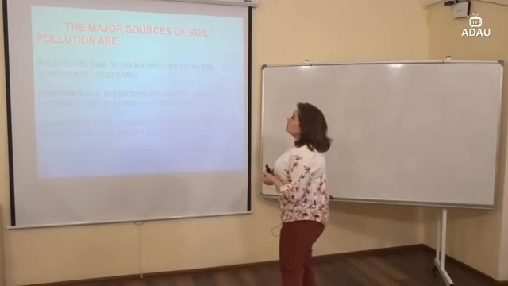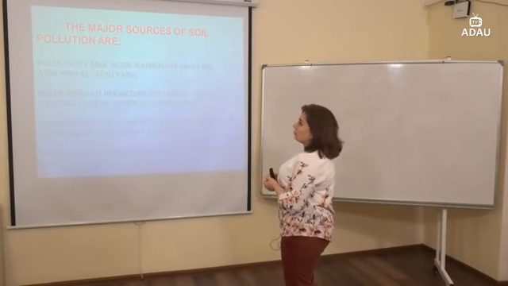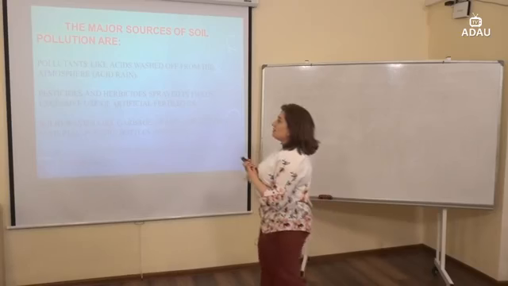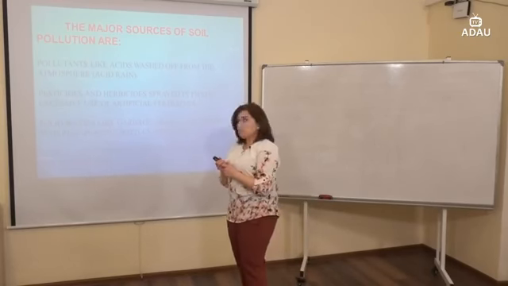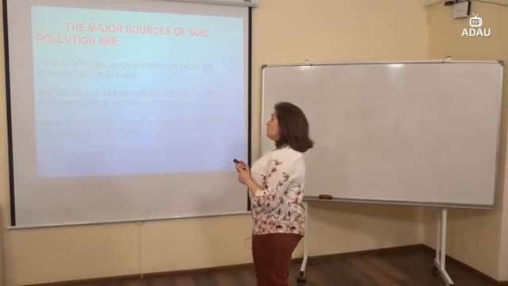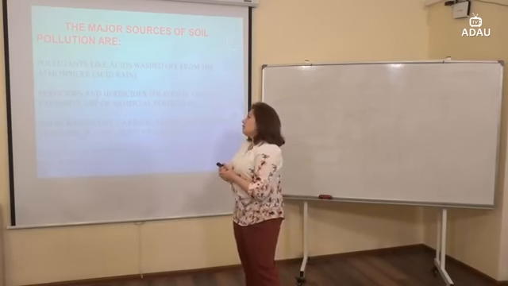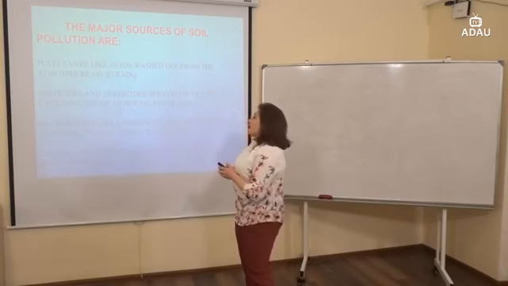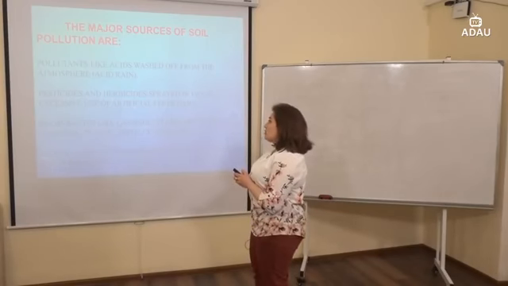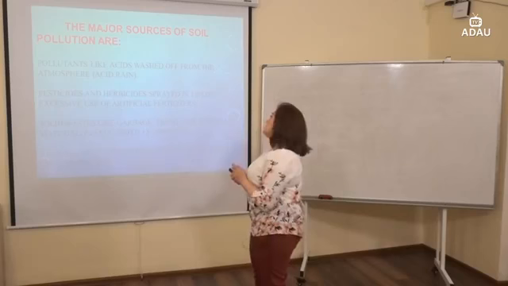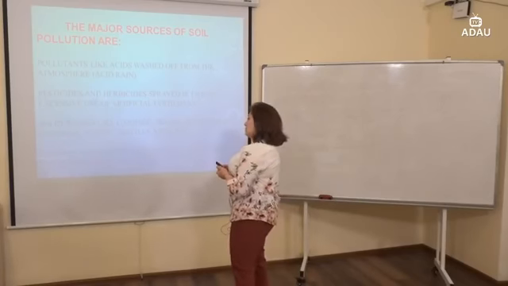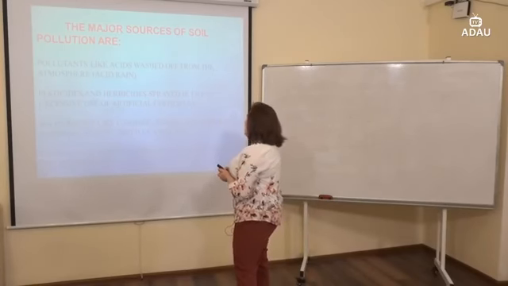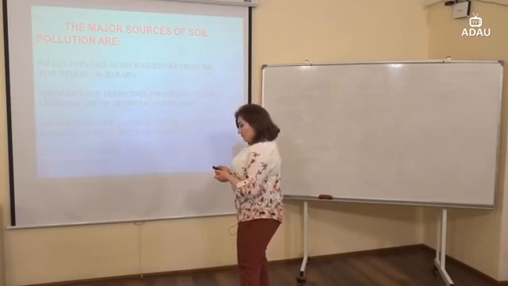The major sources of soil pollution are pollutants like acids washed over from the atmosphere, which we call acid rain, pesticides and herbicides sprayed in fields, excessive use of artificial fertilizers, solid waste like garbage, trash, ash, building material, plastic, bottles and cans, and storage and disposal of radioactive waste from the power plant.